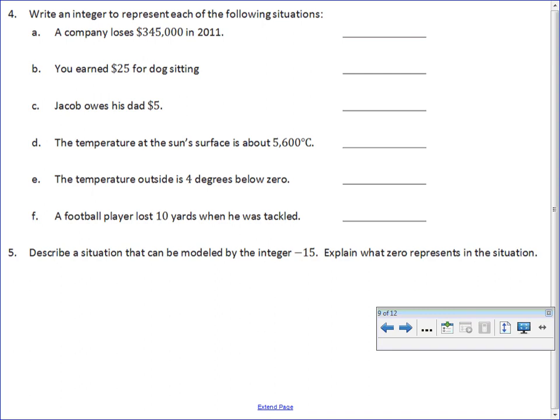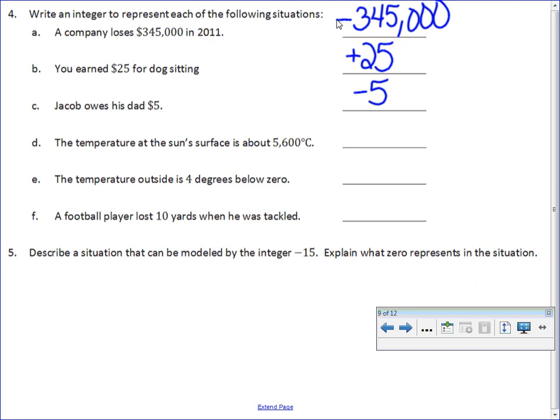A company loses $345,000. What would that be as an integer? You earn $25 for dog sitting. Very good. You owe your dad $5. Minus $5. Say negative $5. Yep. The temperature at the sun's surface is about 5,600 degrees Celsius. What's that as an integer?